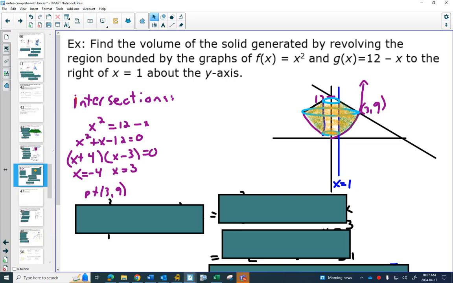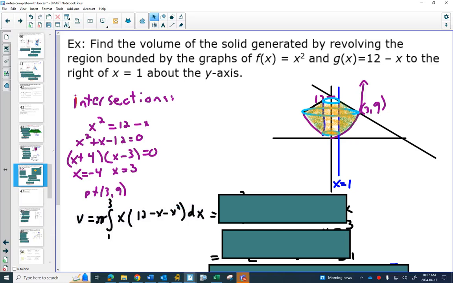So there's the work, just finding out where they intersected at that 3, 9. It's pretty simple algebra at this point in your math careers. And can you see that we could have a whole bunch of cylinders create this shape? But this time, the height of our cylinders is the difference between the top function and the bottom function.